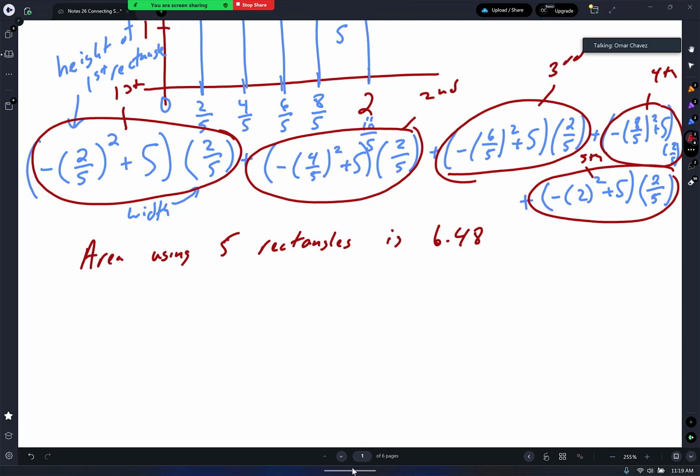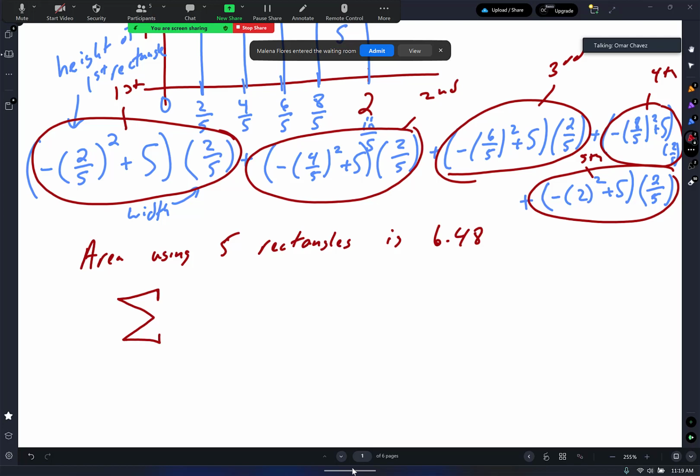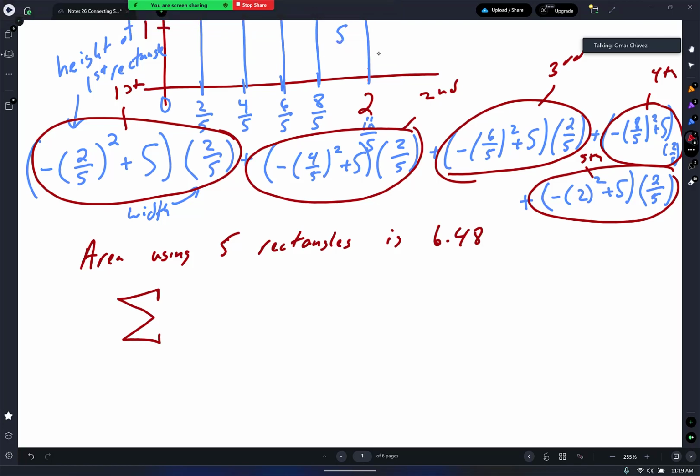Okay. I want to use sigma notation. So I'm going to put a rectangle, a sum, which is just a sigma. It should be straight like that. And then usually you want to use the letter either I, J, or K. It doesn't matter what letter, I guess.